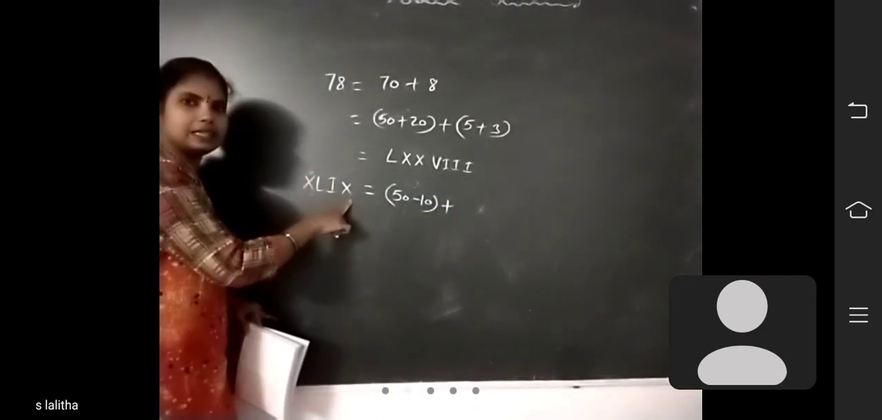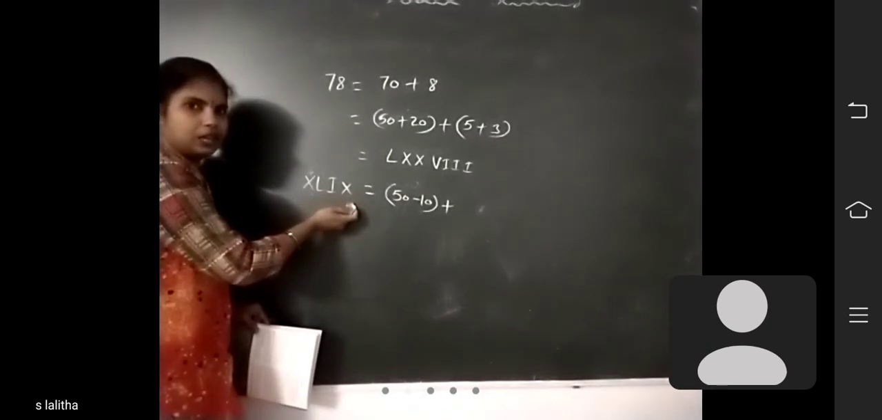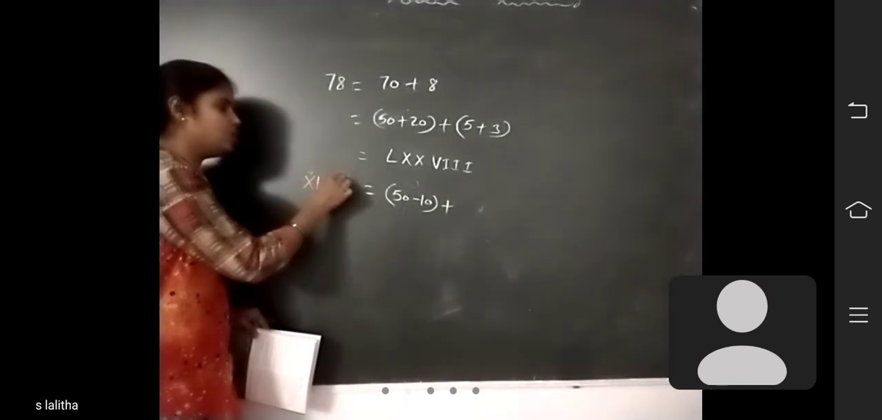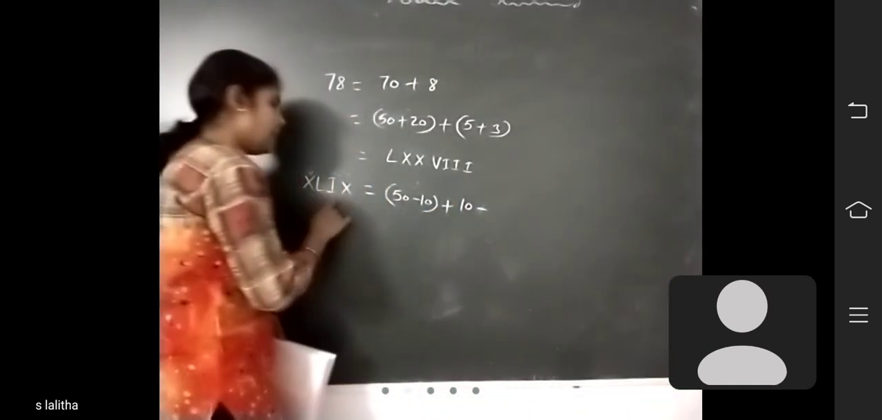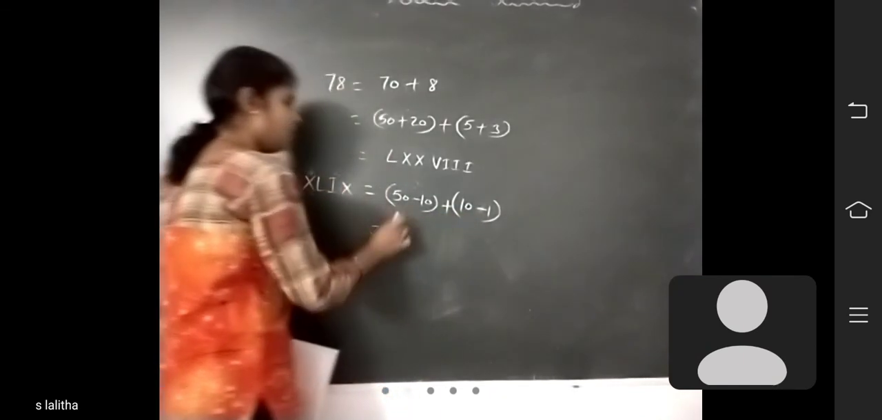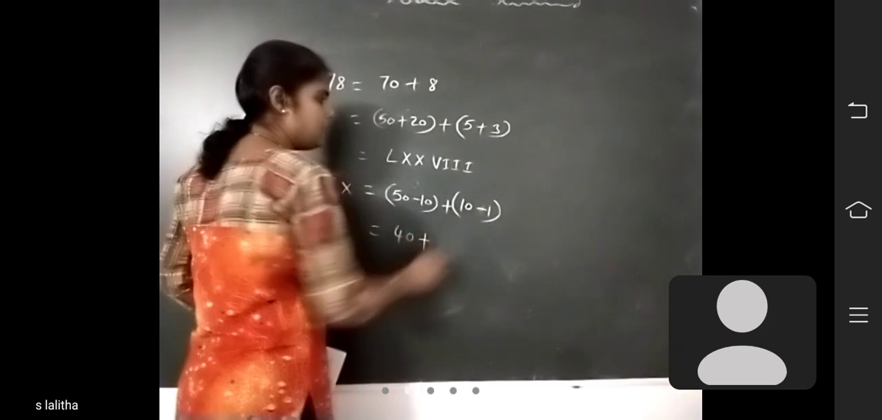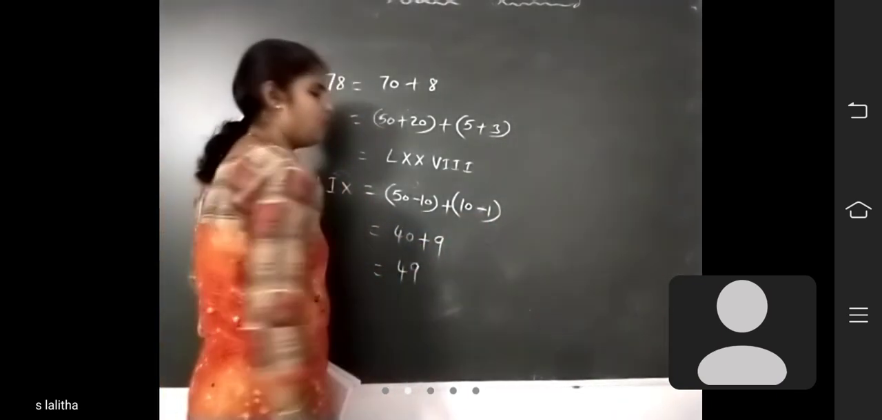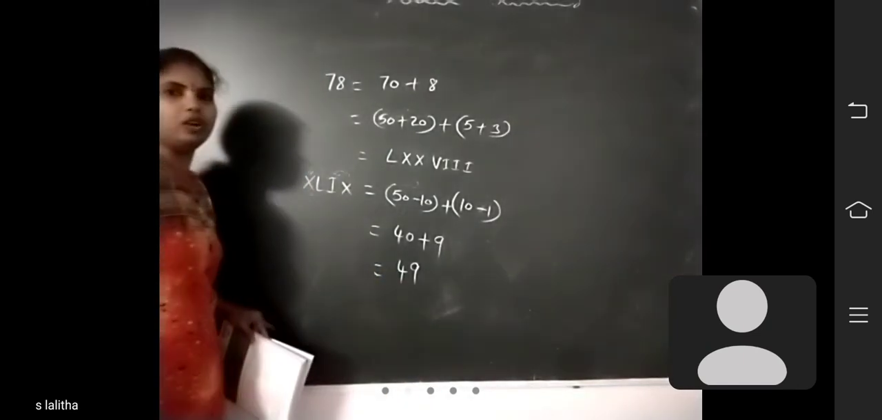Next, plus IX. IX means how can you write? I means 1, X means 10. That means it is on the left side of the greater number. Left side of the greater number means what should you do? Subtract. X means 10 minus I means 1. 50 minus 10 how much, children? 40 plus 10 minus 1 how much, children? 9. So 40 plus 9 how much? 49. So XLIX means the number 49. Like that you should do. Did you understand now?